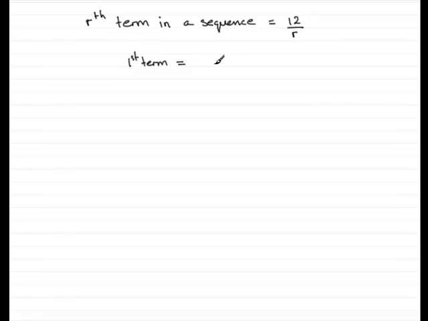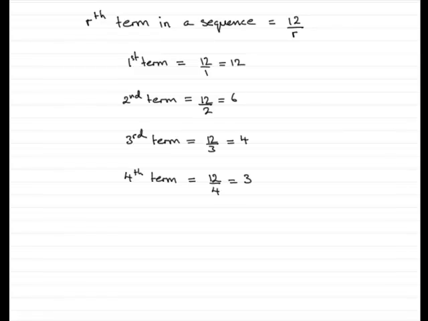So when r is 1 we've got 12 divided by 1 and that gives 12. And for the second term we would set r equal to 2 and that would be 12 divided by 2, which is 6. And if we kept this up we could generate further terms like the third term when r equals 3, which comes out at 4, and the fourth term when r is 4 comes out at 3. So we have a sequence.